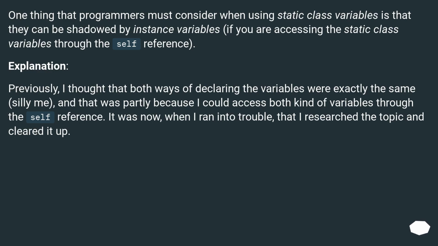One thing that programmers must consider when using static class variables is that they can be shadowed by instance variables, if you are accessing the static class variables through the self-reference. Explanation. Previously, I thought that both ways of declaring the variables were exactly the same. Silly me, and that was partly because I could access both kinds of variables through the self-reference. It was now, when I ran into trouble, that I researched the topic and cleared it up.